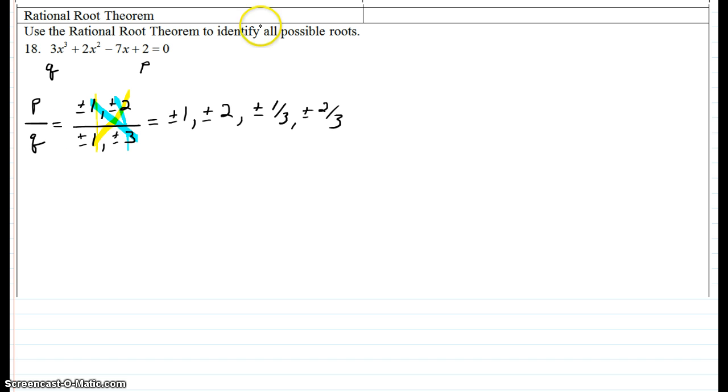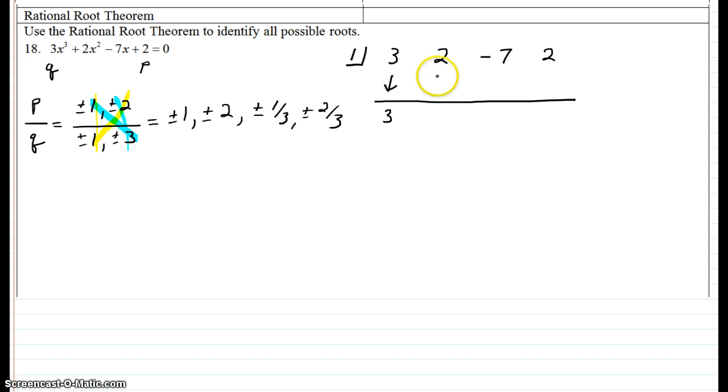and so now we just start doing our synthetic division. So our coefficients are 3, 2, -7, 2, and the first one I'm going to test, I'm going to start with 1 and just work my way through the list. Now, I forgot to mention at the beginning of the video that I changed the question to make it a little bit more manageable. So if you didn't catch that right off, the question's been changed.